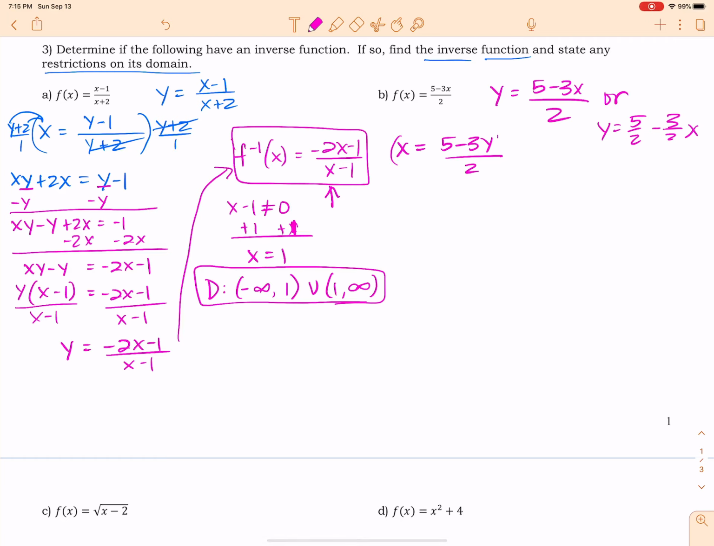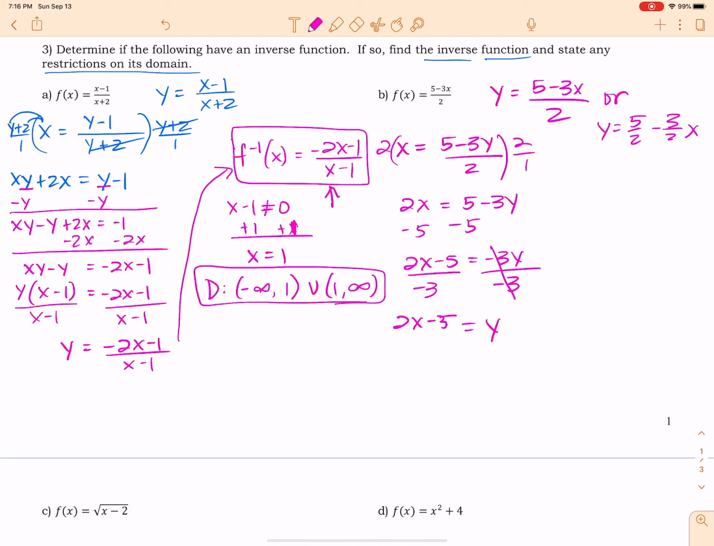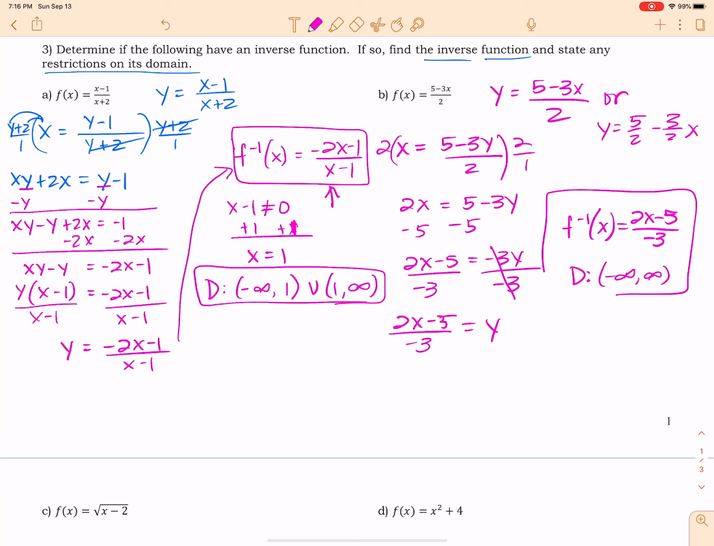So again, I'm going to get rid of my denominator by multiplying both sides by 2. And then it's nice and easy. And then, of course, I've got to get my y all alone because that's what I'm solving for. And again, you end up with a line. So I have a function. I have an inverse that's a function. That's why I'm writing it like that. And since I don't have any variables in my denominator, my domain is all real numbers.